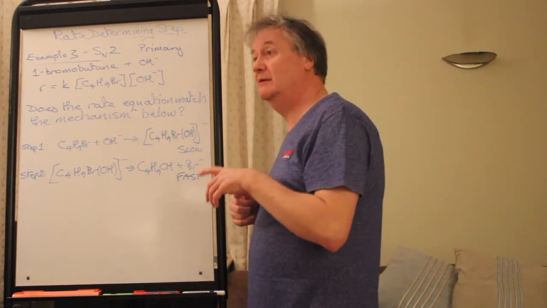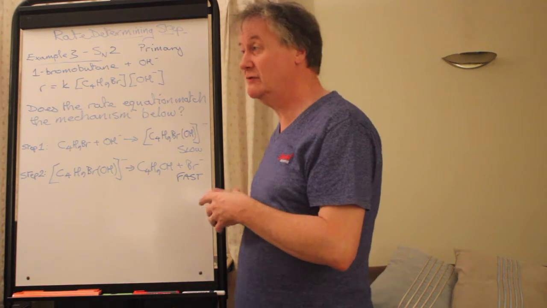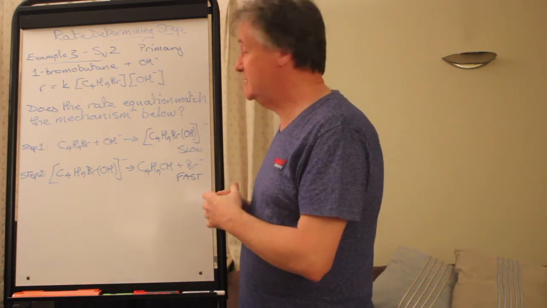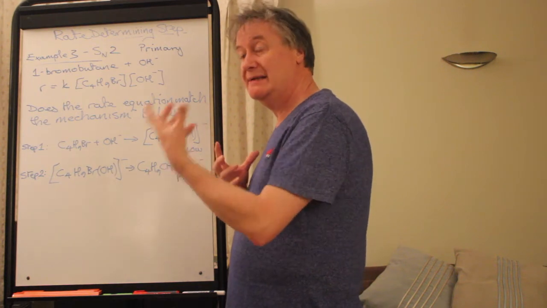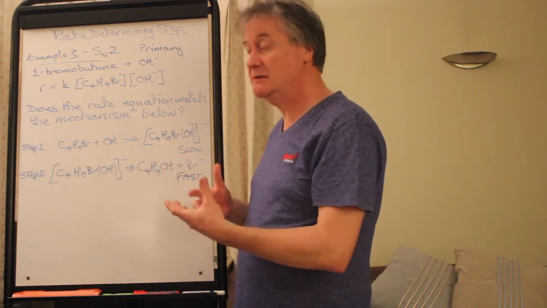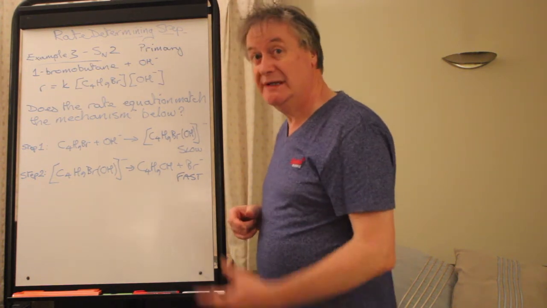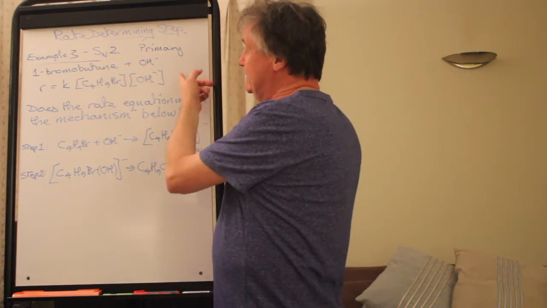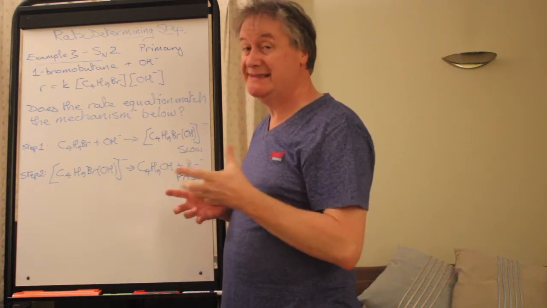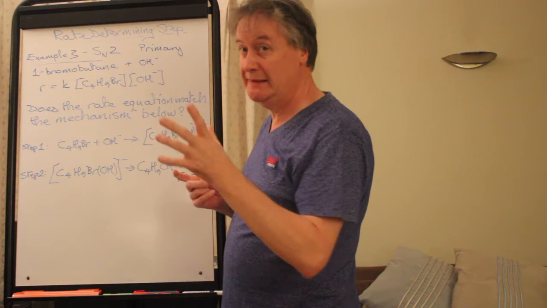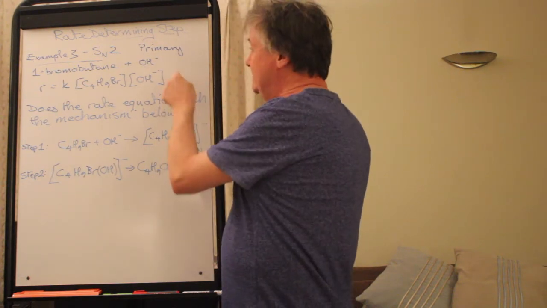Pretty much, I can't imagine a situation where they'd ask about secondary other than why is it indecisive, and that's because it's a mixed mechanism. Some of them react in the SN1 way, some of them react in the SN2 way. So here's a simpler question in reality. That one is bromobutane this time, so it's the same molecular formula, it's just an isomer of the tertiary one we had in the previous example. This is the rate equation.